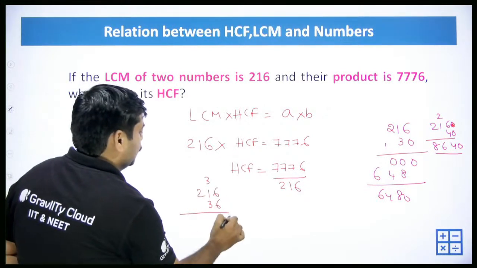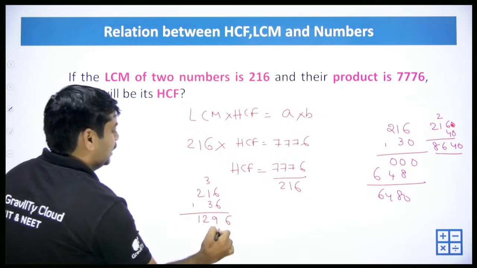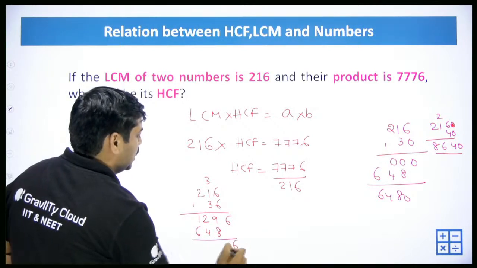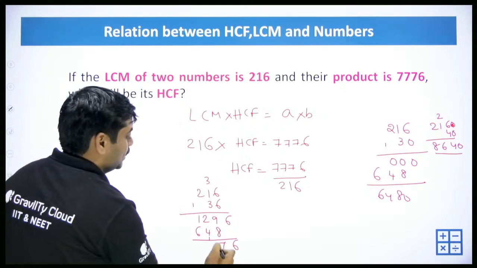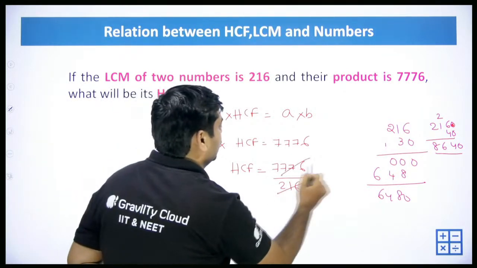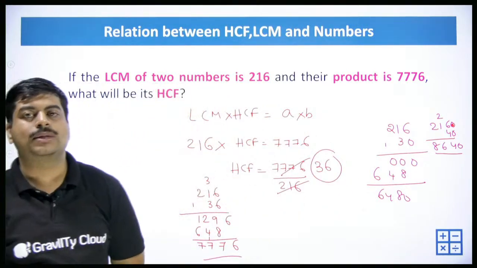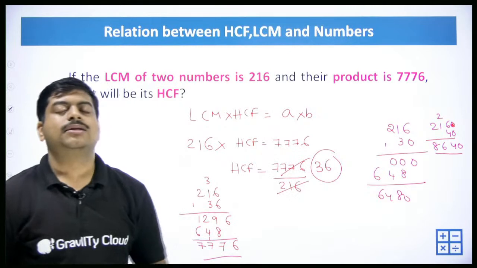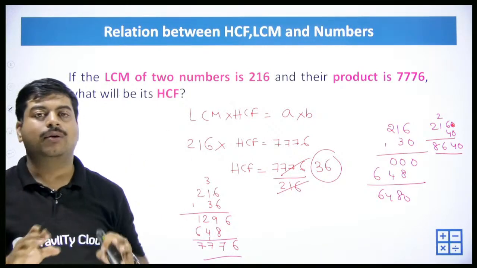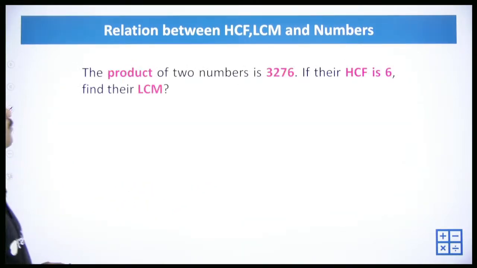6 6s are 36, 6 1s are 6, 6 2s are 12, 6 3s are 18, and so on. So 216 into 36 is exactly 7776. That is how you can try to find the HCF and LCM when one is missing. Okay, so we have one more question that you can try.